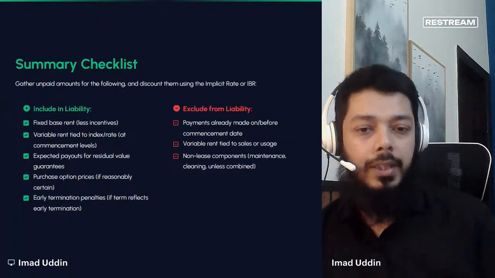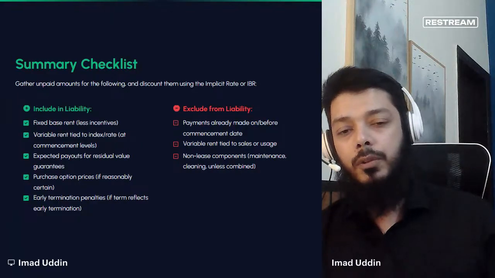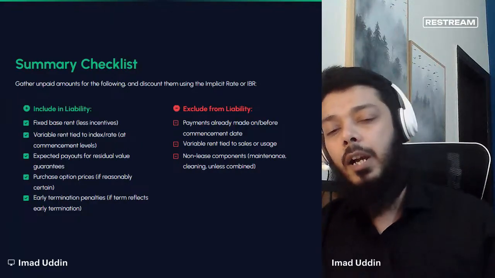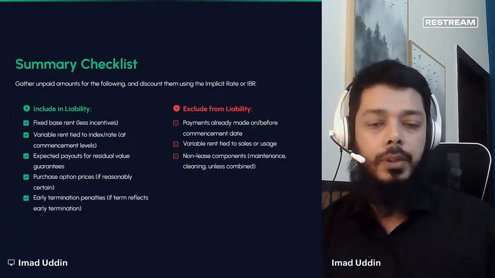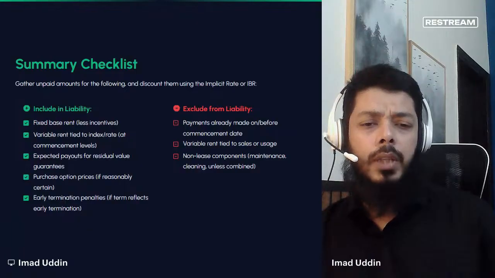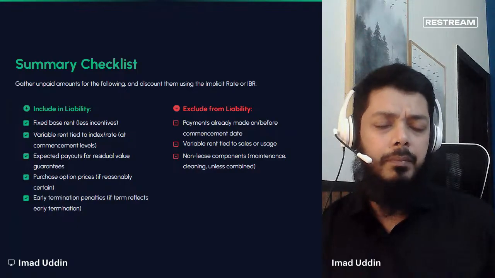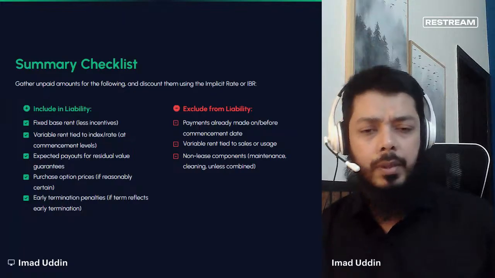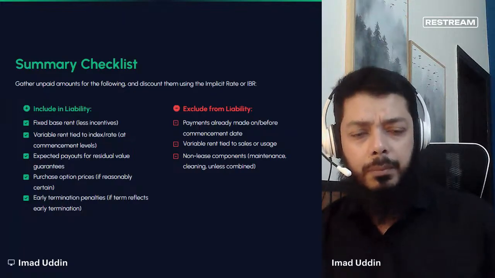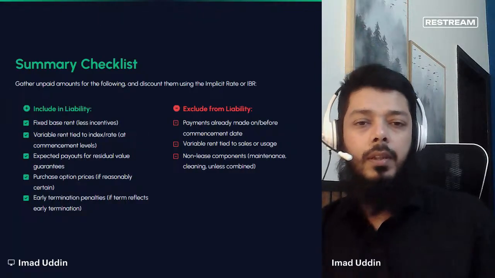As we mentioned, these kinds of variable payments, which are not linked to an index or rate, are expensed when they're incurred and not included in the lease liability. And thirdly, non-lease components, for example, maintenance or cleaning, unless they've been combined in a way that they cannot be separated. So non-lease components are not included in the lease liability.